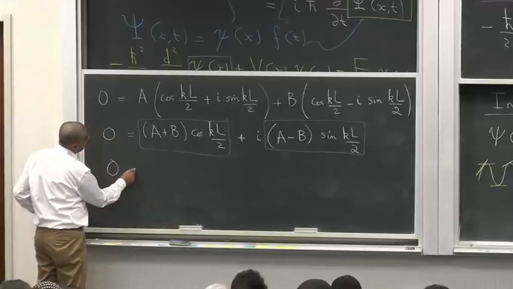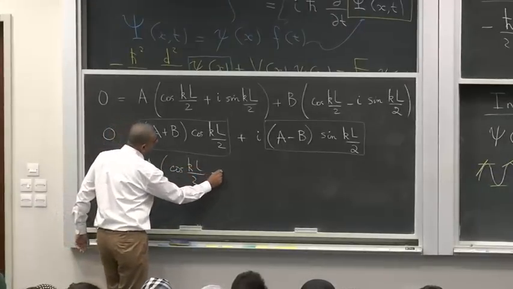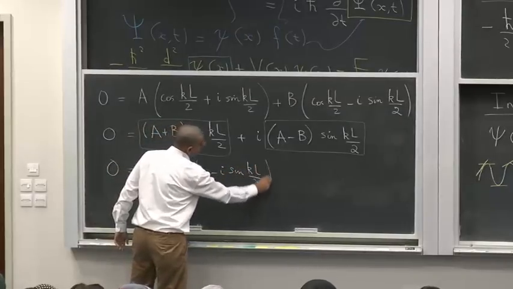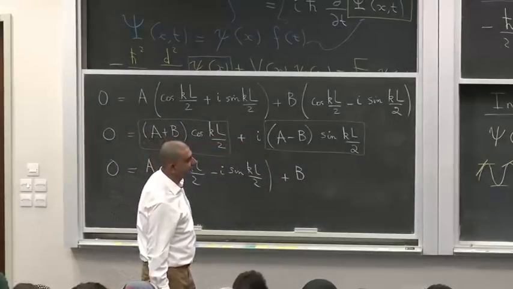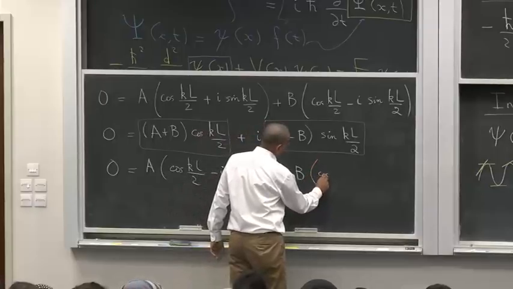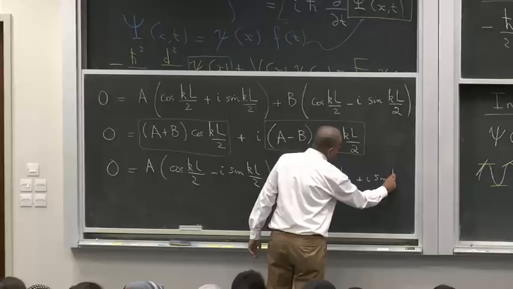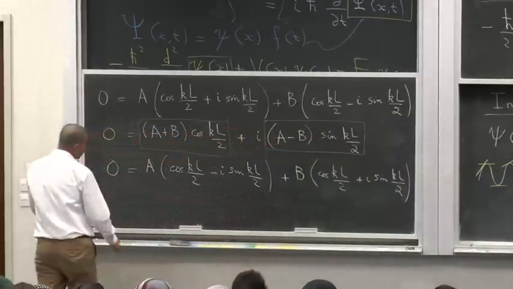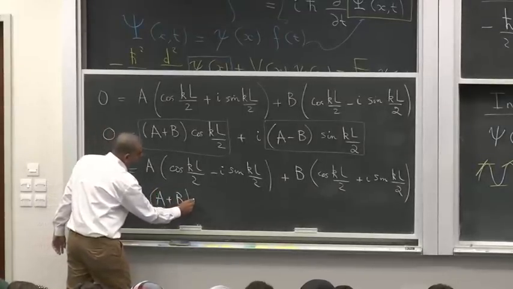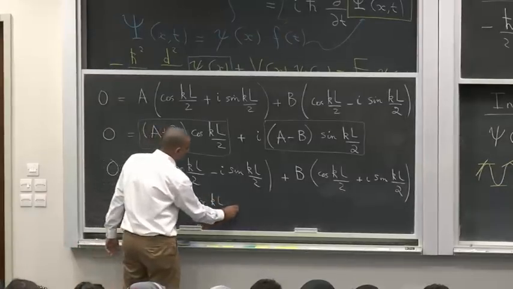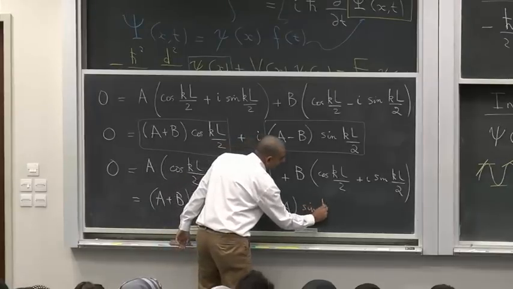The second equation gives me 0 equals A cosine of KL by 2 minus iota sine of KL by 2, plus B cosine of KL by 2 plus iota sine of KL by 2. This is just algebra, looks boring, but one needs to do it. (A plus B) cosine of KL over 2 plus iota (B minus A) sine KL over 2.